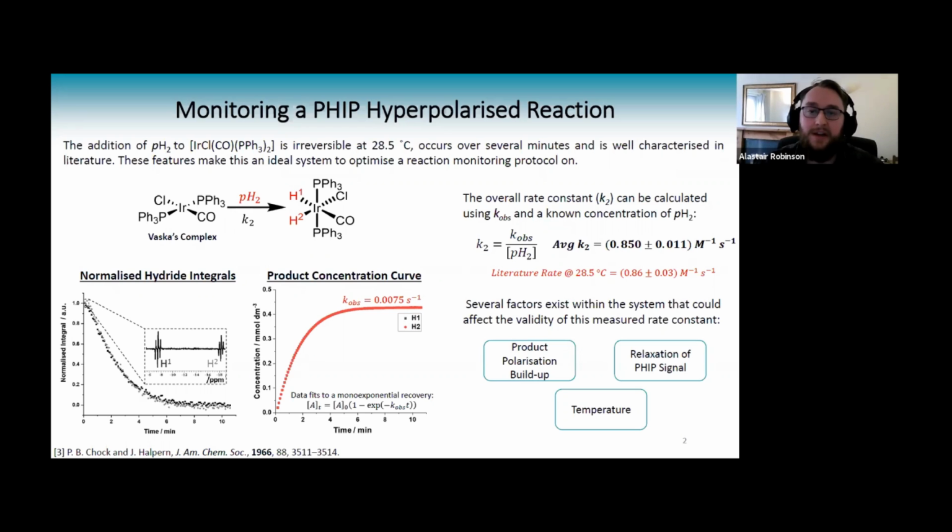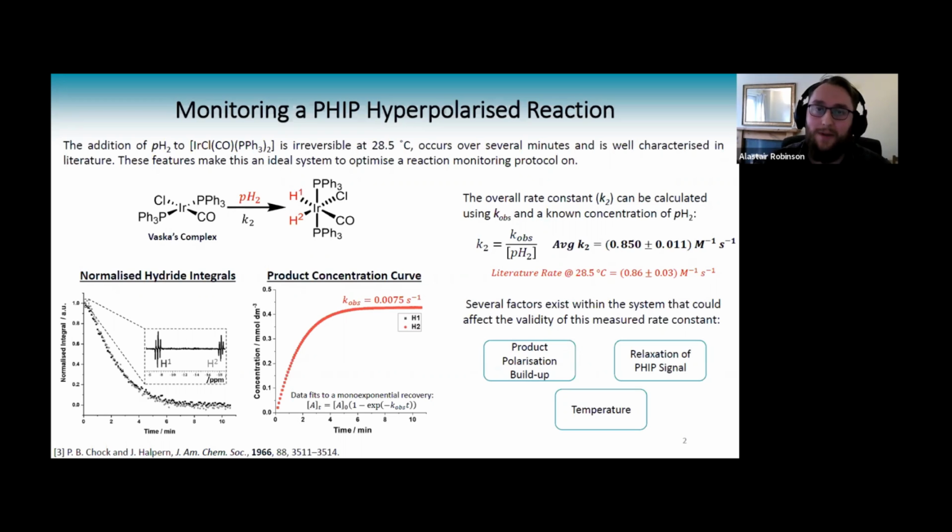starting material. To then get out a rate constant, what we do is we accumulate this data, we scale it to the known final concentration of the system, and fit it to a mono-exponential recovery to get an observed rate constant. Using this rate constant and the known amount of dissolved parahydrogen, we can then get out a full rate constant for this reaction. Compared to rates found in the literature, it came out really nice and sort of was valid in that sense.